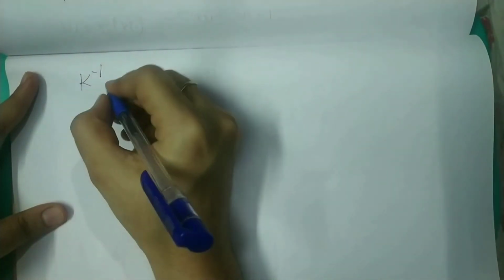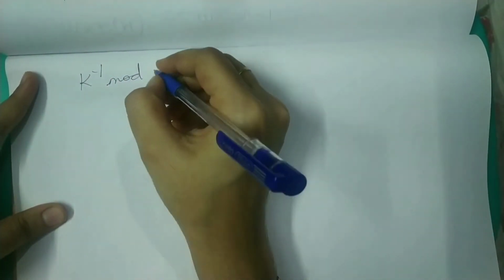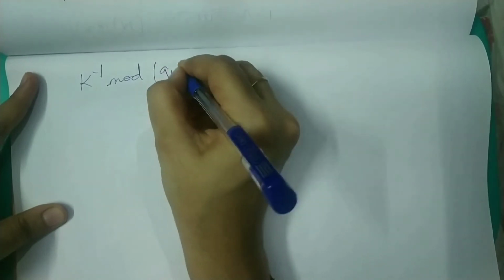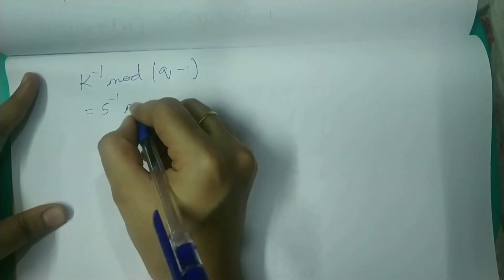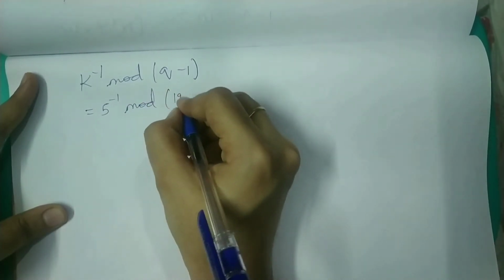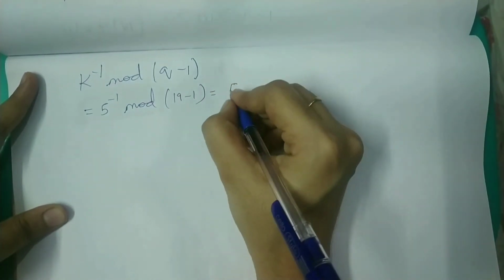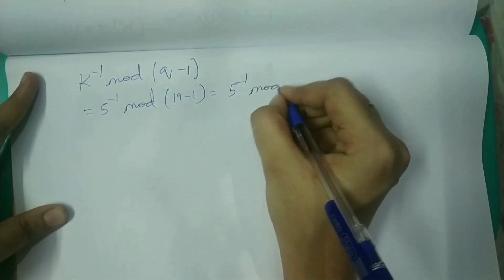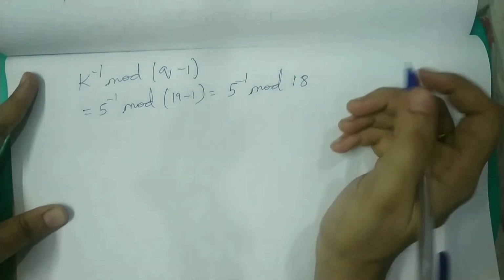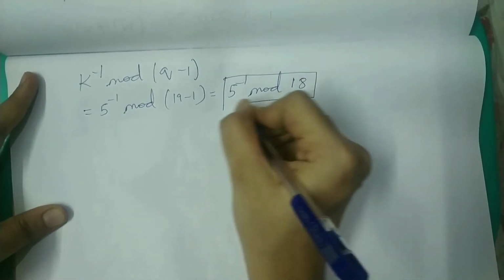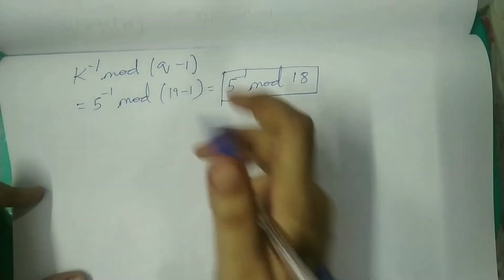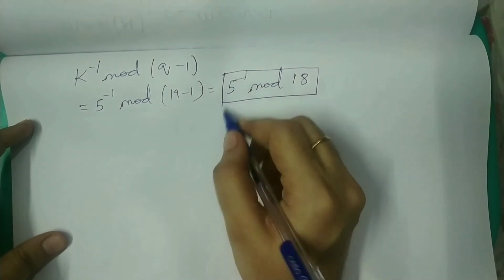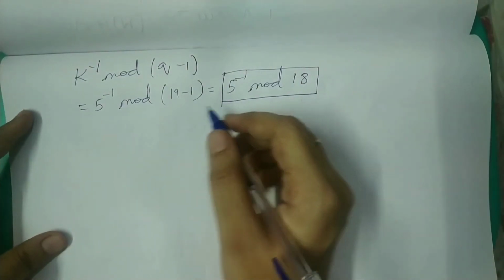Next we need to find K inverse mod Q minus 1's value. That is 5 inverse mod 19 minus 1, which is equal to 5 inverse mod 18. So we need to solve and find the value for this. Using the Euclidean algorithm, we can find the value for this.